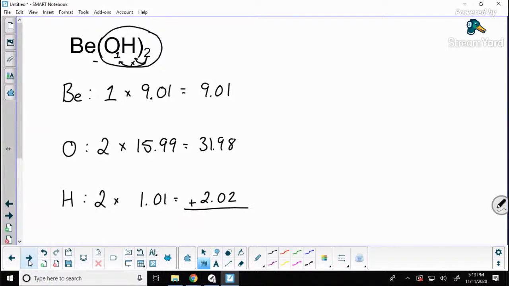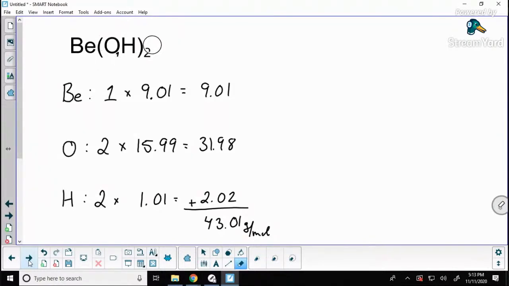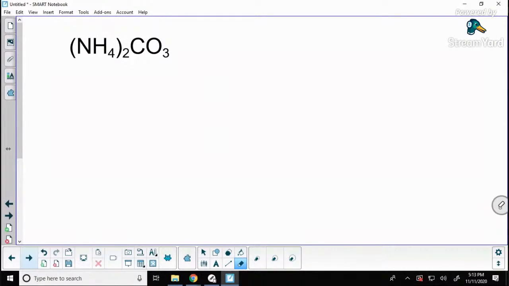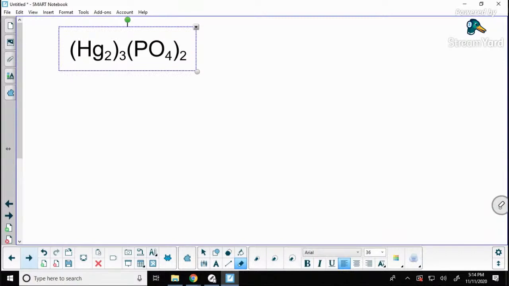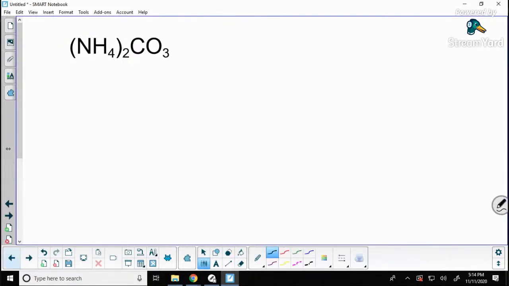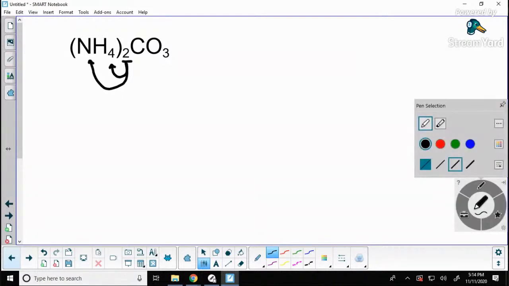Then we add those products up. So 9.01 plus 31.98 plus 2.02. And we get a molar mass of 43.01 grams per mole. So this is how you would incorporate these parentheses. Simply factor through. And you can have parentheses on either the first component or the second component, or you can have them on both components. Either way, you're going to take and factor through that value to each element that's within that set of parentheses.